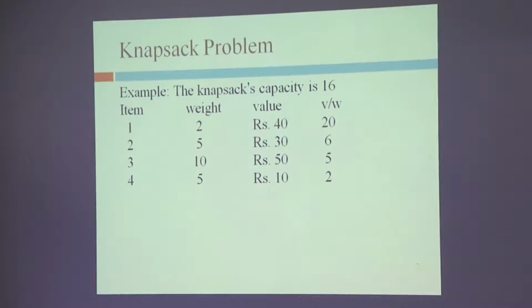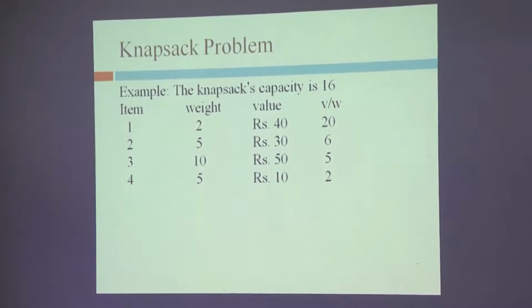V by W, for 1 unit of weight the value is 20. How many units of weight are at our disposal? 16. So capacity is 16 kg or whatever. 1 kg's value is 20. So what is the maximum value of the knapsack that you can carry? 16 into 20. That would be the starting upper bound. Are you understanding? Total capacity is 16, and you pick up the most valuable item, which is item 1. You fill it up with just item 1. So the value of the knapsack will be 16 into 20, which is 320. That is where we start.